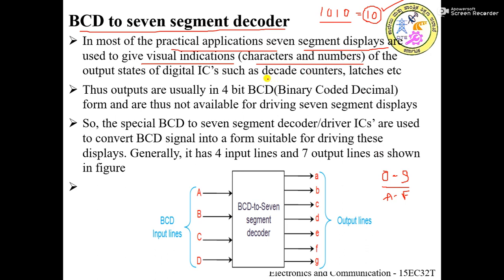So where do you find these applications? Generally whenever you are performing a counter operation or doing a counter experiment, if the numbers themselves are displayed on the display, it is quite easy for the programmer and for the students to predict the output in a faster way.